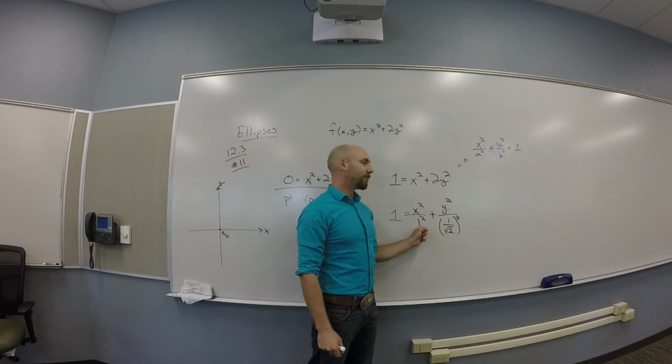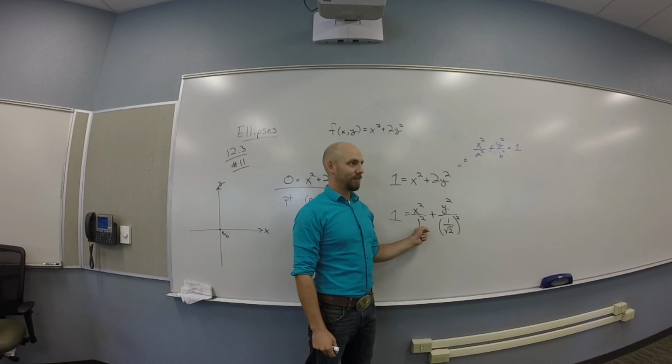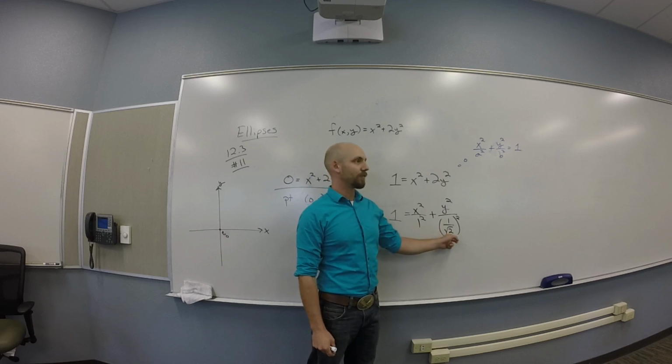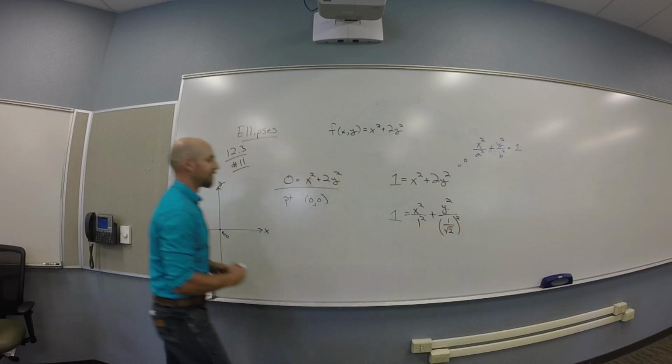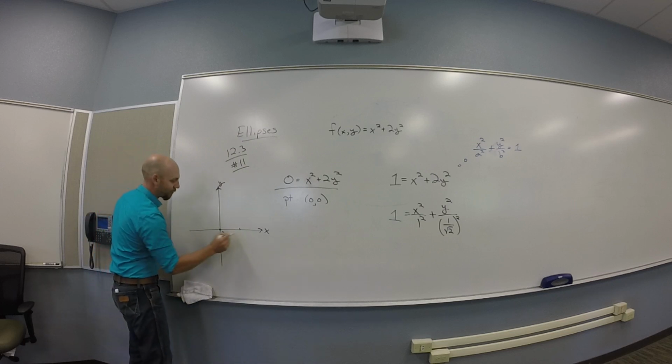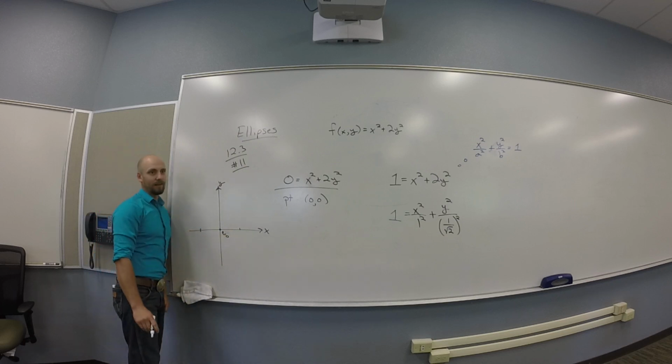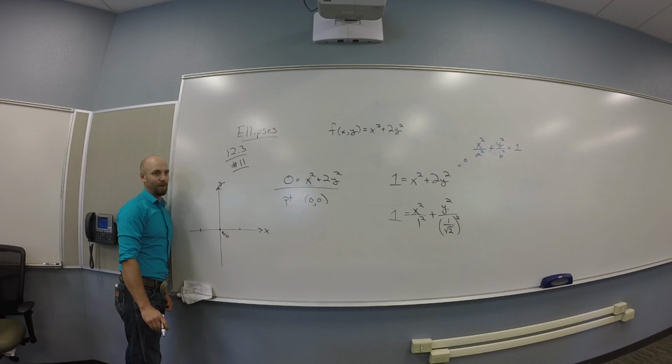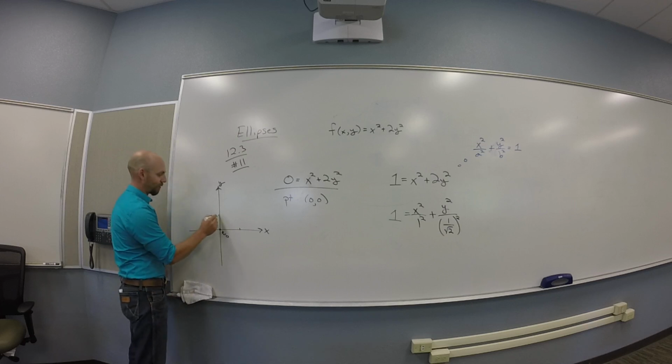And so then what are your major and minor axes? Your major radius is the big one, right? That's your 1 in the x. And 1 over root 2 is smaller than 1 at least, right? And that's in your y direction. So your ellipses go out to 1 and minus 1 in the x and up to 1 over root 2 and down to minus 1 over root 2.